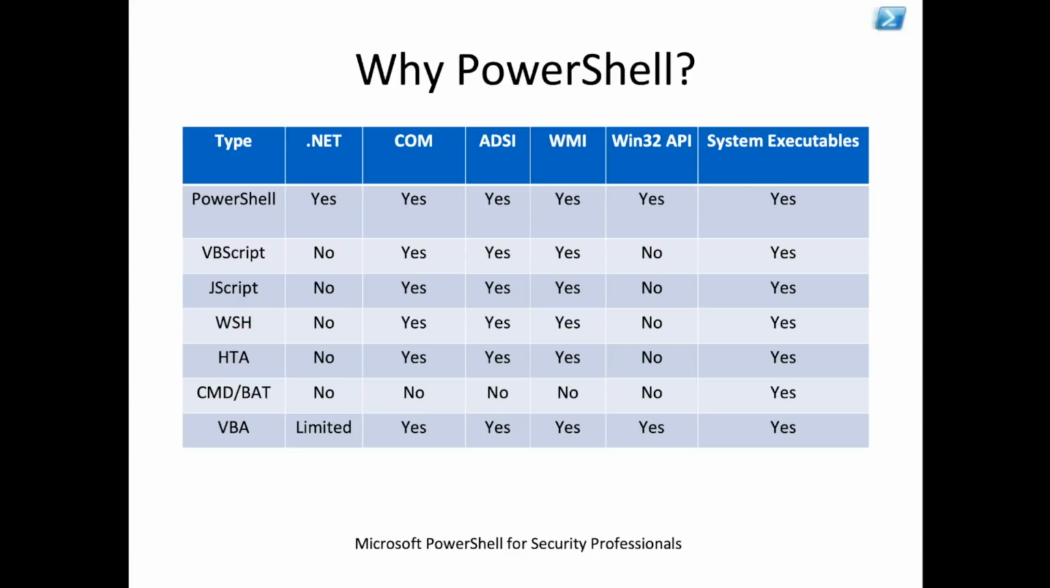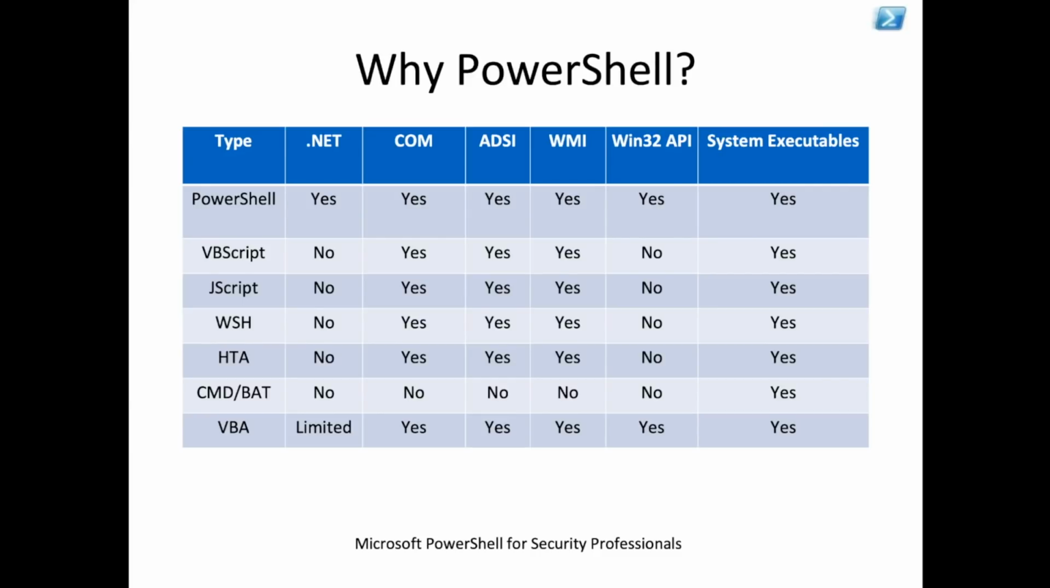VBA actually has quite a bit of parity to PowerShell. Access to .NET, limited. We can load some of the DLLs and do some calls in it. It's painful. We can deal with COM objects. We can do ADSI, WMI, Win32 API, and we can run executables. But as I mentioned, it's painful. I'm having flashbacks right now of writing quite a bit of macros for work, for our payloads. It's doable. It works, but it's painful.